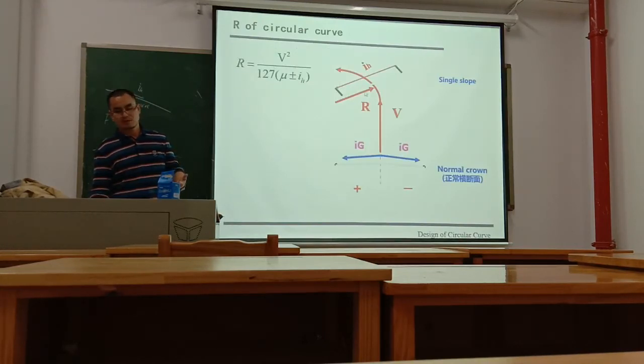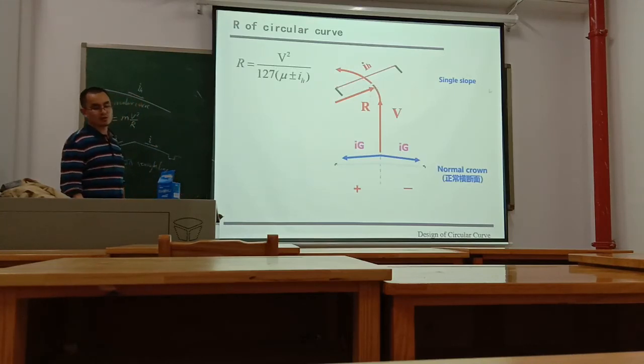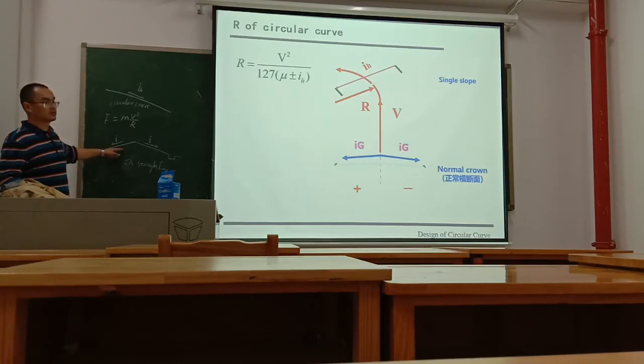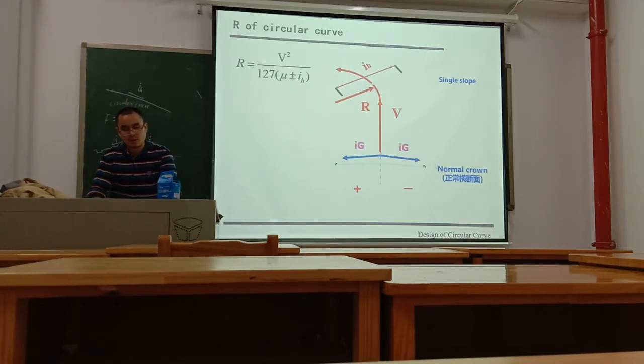Now, this is super elevation, single slope, normal slope. I had drawn this figure on the blackboard. On the normal ground, this way and this way both have the same cross slope on two ways. This is on single slope, IH. This is on straight line. This is on circular curve.